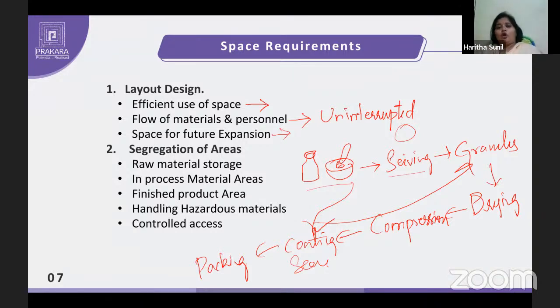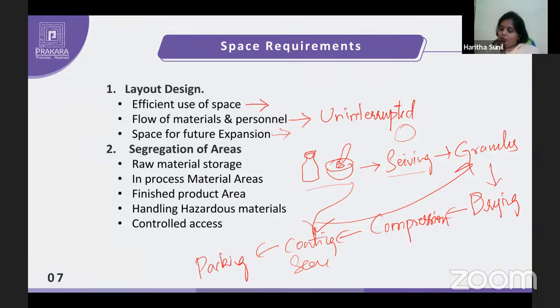So the layout should always be flexible enough to allow for future process changes or even expansions. Maybe in future, you want to keep all these stages in only one piece of equipment and you want to bring that equipment to your particular industry. So what happens? You should have that scope for the expansion of your industry, right?